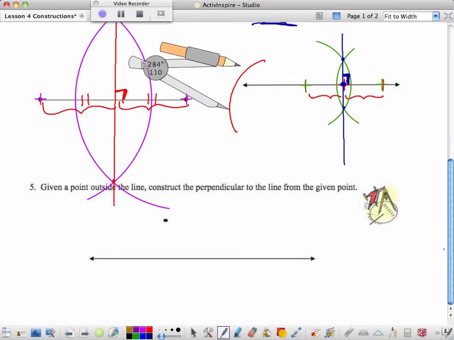Okay, the next one we're going to do with the perpendicular. So we've done a perpendicular bisector, a perpendicular through a point on the line. Now we're going to do a perpendicular through a point not on the line. So this is very similar to what we did above. So what do we do? How do we do it?